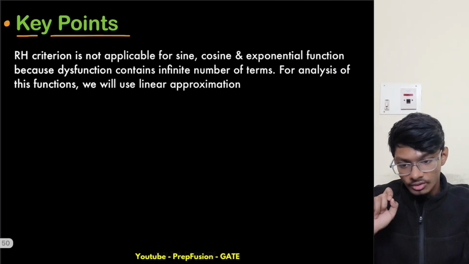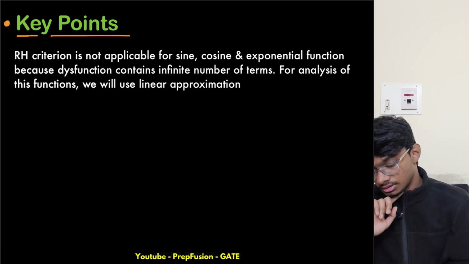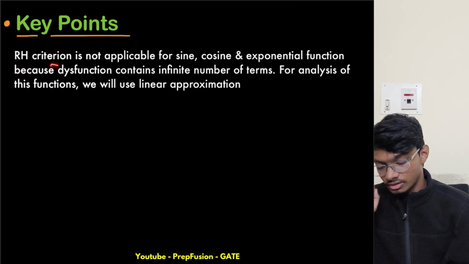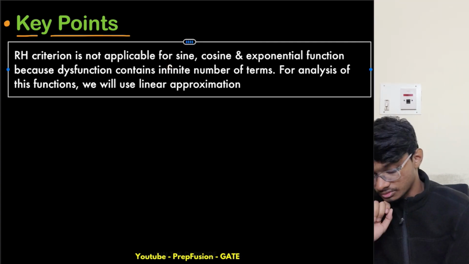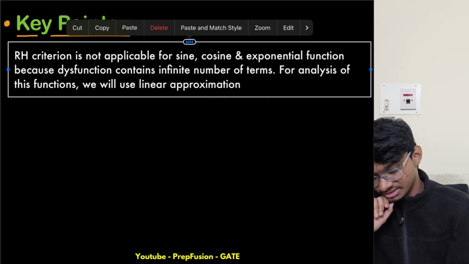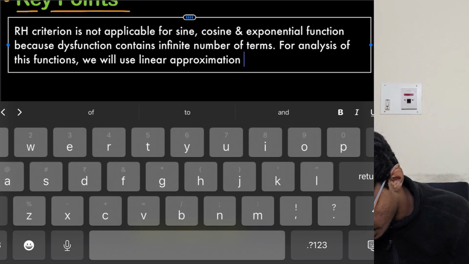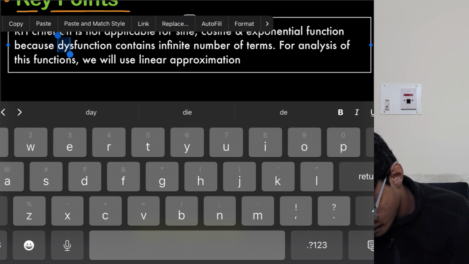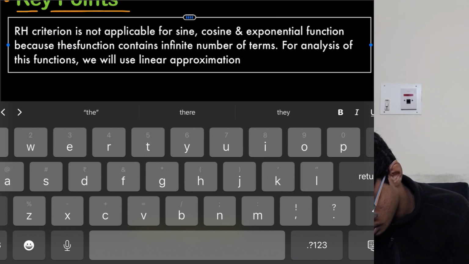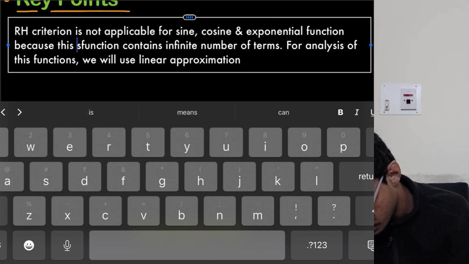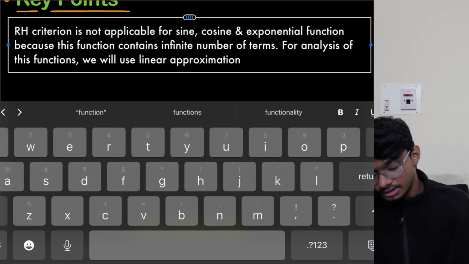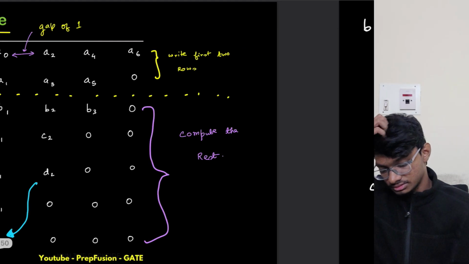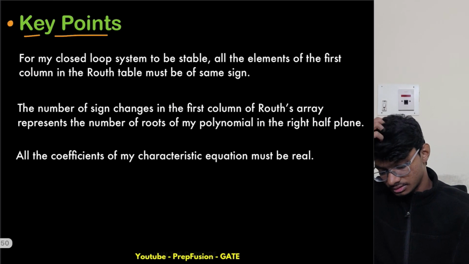So what is the next key point? Next key point is, my Routh-Hurwitz criterion is not applicable for sine, cosine and exponential functions, because these functions contain infinite terms.